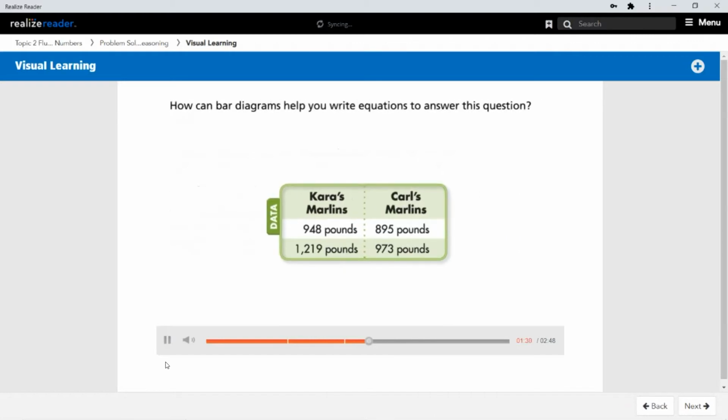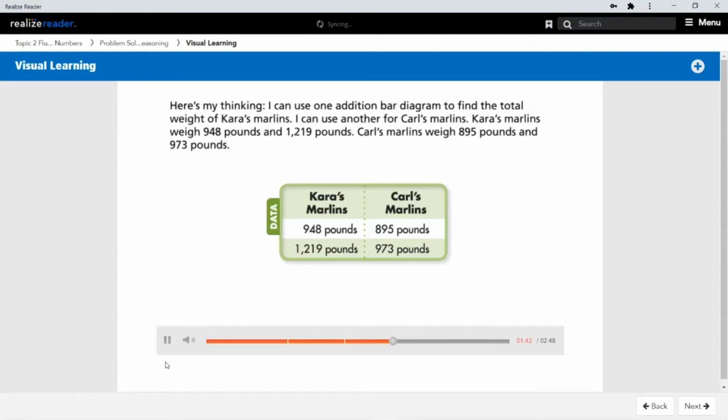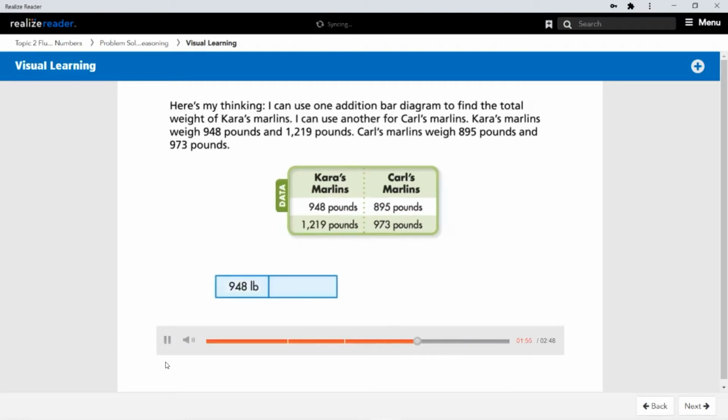How can bar diagrams help you write equations to answer this question? You can use bar diagrams to show how the parts are related to the whole. Here's my thinking. I can use one addition bar diagram to find the total weight of Kara's marlins. I can use another for Carl's marlins. Kara's 2 marlins weigh 948 pounds and 1,219 pounds. Carl's 2 marlins weigh 895 pounds and 973 pounds.